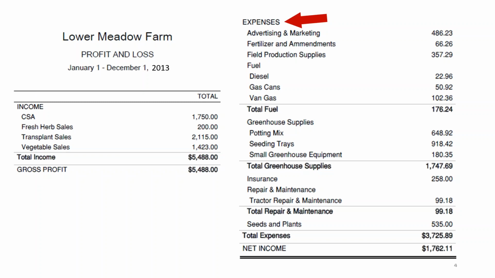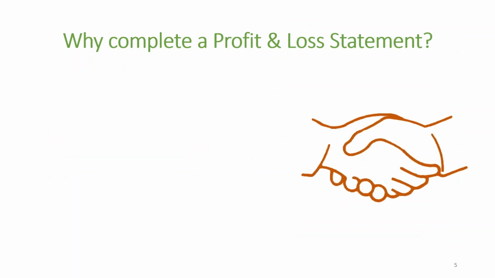On the right, we have the expenses column, and here we have various categories for the different types of expenses that I incurred while farming that year. I tried to create categories that were meaningful for myself so that every year I did my profit and loss statement, I could compare meaningful categories. At the bottom, the expenses are totaled, and then set against the gross profit, the net income is calculated.